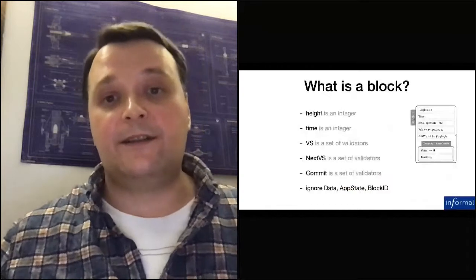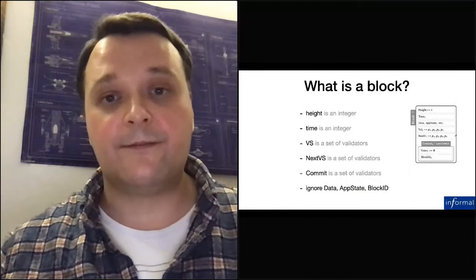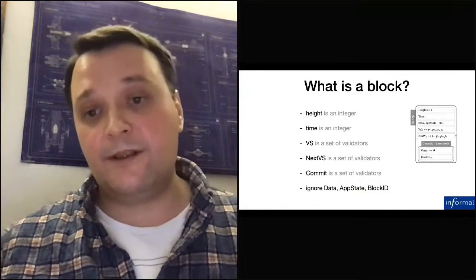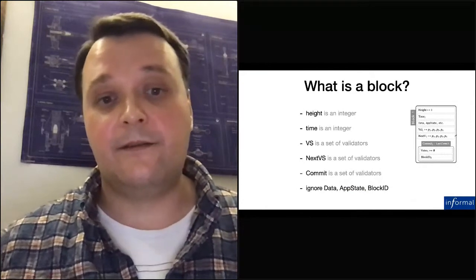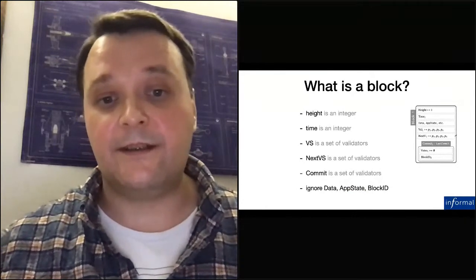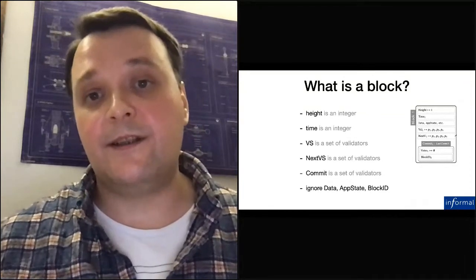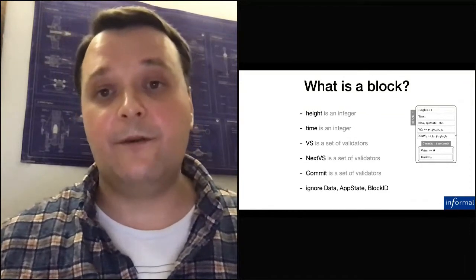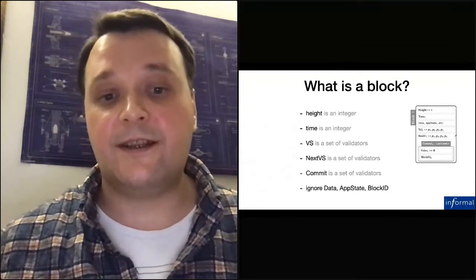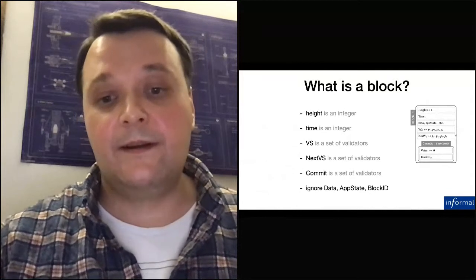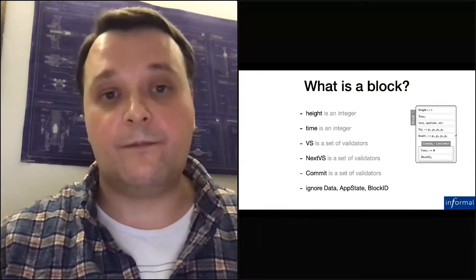So let's start. It will take us a few slides. I promise we are not going to do anything very complex. So what is a block? A block is a record that has height, time, validator set, next validator set, and commit. And I just say that commit is a set of validators. In reality, it's of course a set of pre-votes and pre-commits, but it's not important for the Light Client protocol. And the other fields I just ignore because they're not important for this protocol.